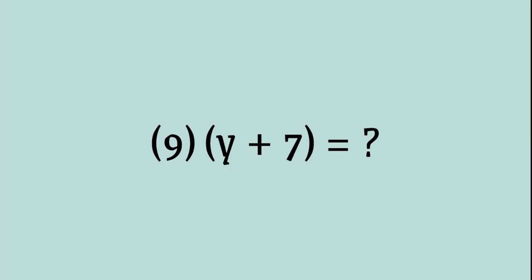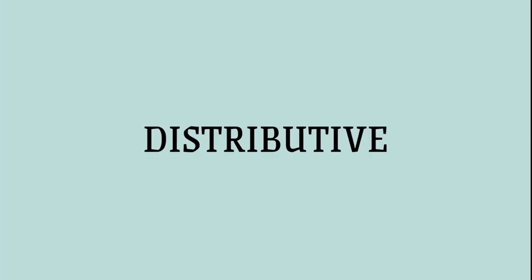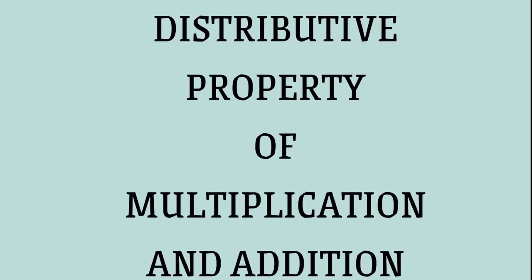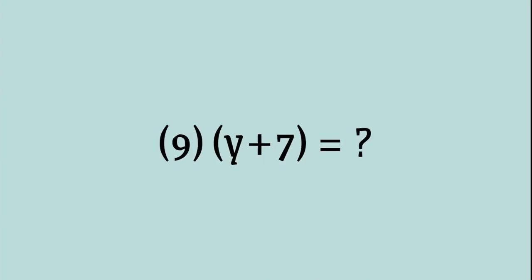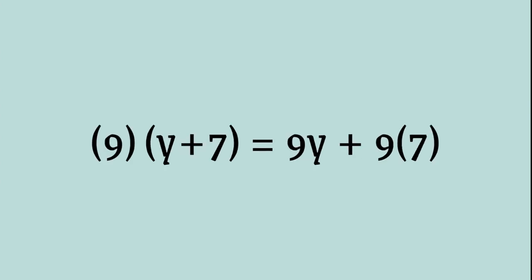To answer this question, you need to know about DPMA. What does it stand for? DPMA stands for the distributive property of multiplication and addition, which is just a very long way of saying that you can move this 9 over here to both the y and the 7. What do I mean? This just says that our expression on the left over here would also be equal to 9y plus 9 times 7. How do we know this?